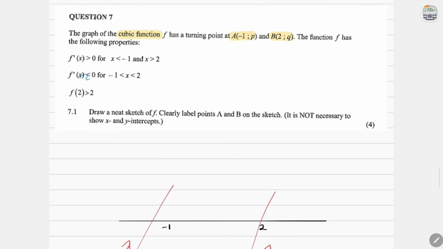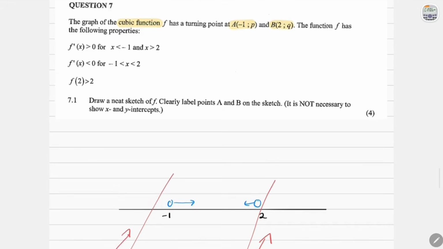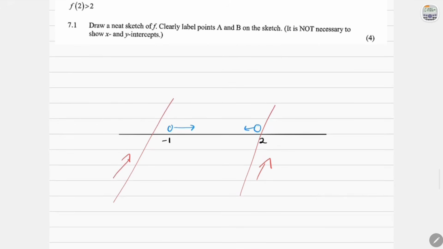And then they also tell us that f prime of x is less than 0, where x is greater than negative 1, but less than 2. That's all through here. This is where the graph has a negative gradient. Okay, it has negative gradients all through here. So it means that that is going to be decreasing.